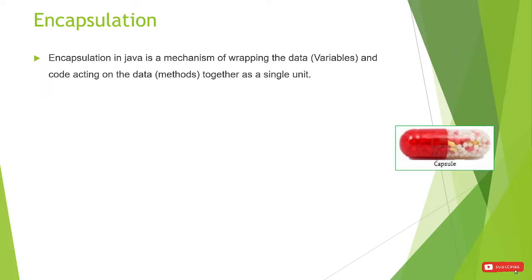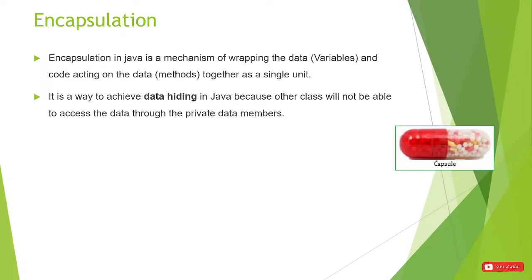If you take another example, like a car: the car engine will be bound inside the front side, and after that there are bumpers and other parts covering it. That is encapsulation, binding the variables and code acting on the data together as a single unit. Data means the variables, and code acting on the data means the methods. So we bind variables and methods together as a single unit, that is encapsulation.